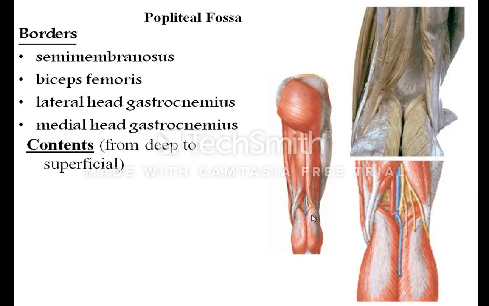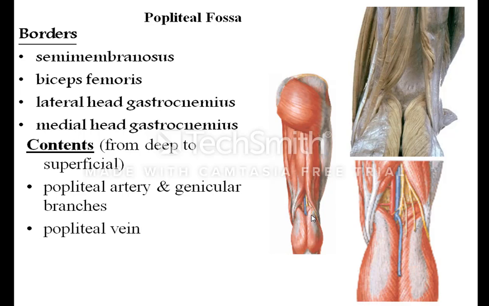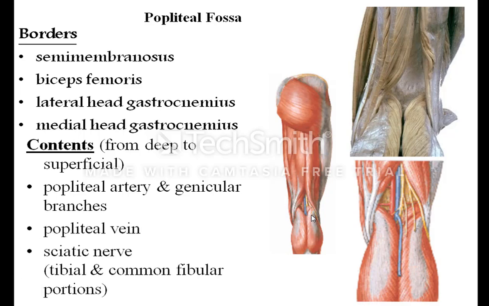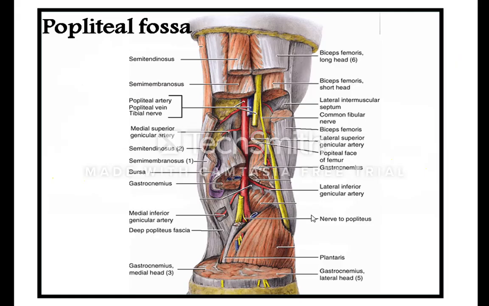The contents from deep to superficial. The artery is the most deep, including the popliteal artery and genicular branches, which are branches to the knee joint. Then the popliteal vein, then the sciatic nerve, the tibial and common fibular portions. As you can see here, the most deep are the arteries, and here these are the genicular branches. This is the superior medial genicular, and this is the superior lateral genicular, and also here we have two inferior, lateral and medial inferior genicular branches.